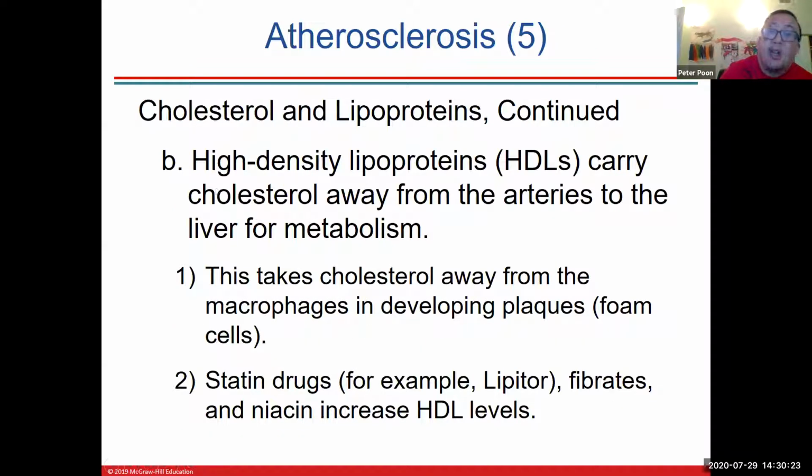HDLs do the opposite. High density lipoproteins carry cholesterol away from the arteries to the liver for metabolism. And this takes cholesterol away from macrophages and developing plaques.